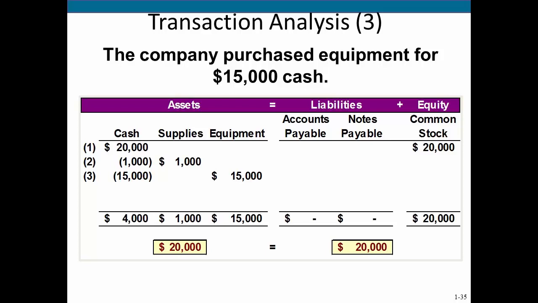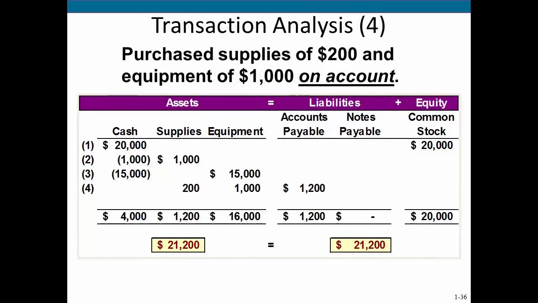The three asset accounts still total $20,000. Once again, there has been no change in the liabilities plus equity side of the equation, and our books are still in balance. The company purchases supplies of $20,000 and equipment of $1,000 on account. We acquired $1,200 in assets without paying cash. Cash did not change, but supplies and equipment increased.